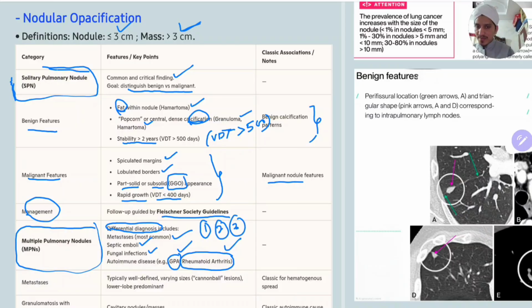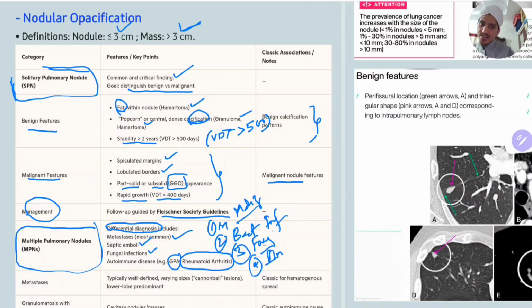So we can remember this like this. One is metastasis. Second is bacterial infection, nothing but septic emboli. Third is fungal infection, nothing but fungal balls. And fourth is autoimmune, nothing but inflammation. So number one is malignancy, these two are infection, and this is inflammation, nothing but autoimmune diseases. Three I's: increased proliferation, infection, inflammation. So these are the 4 important differential diagnoses of multiple nodules.